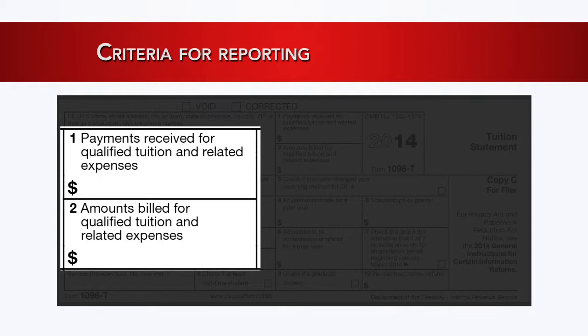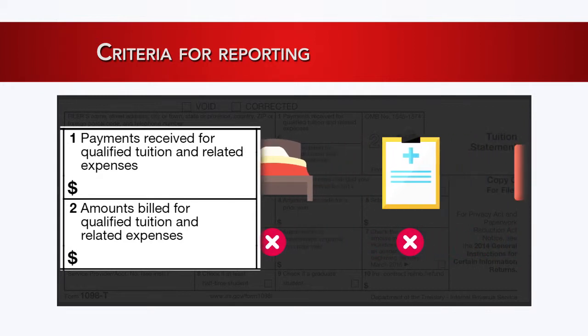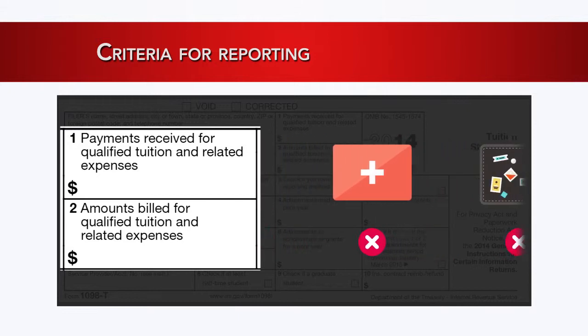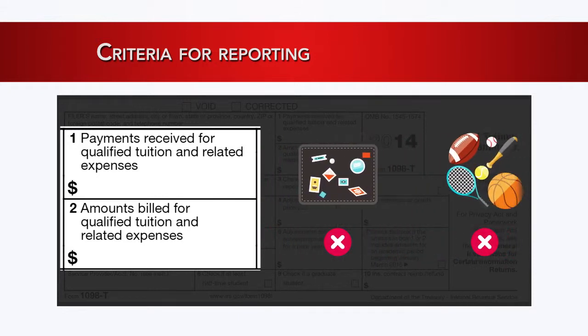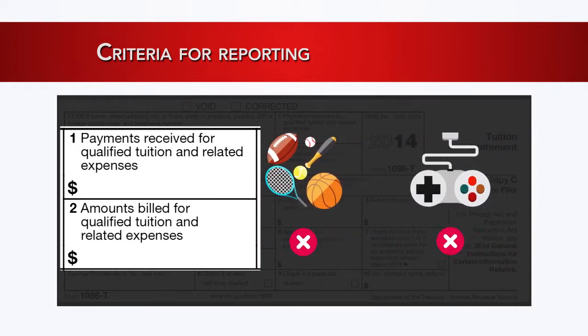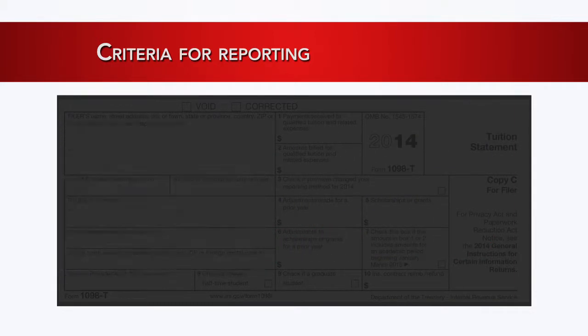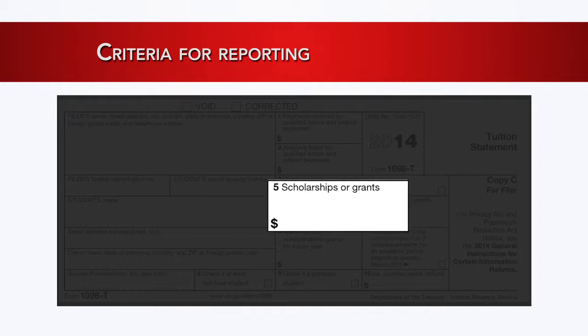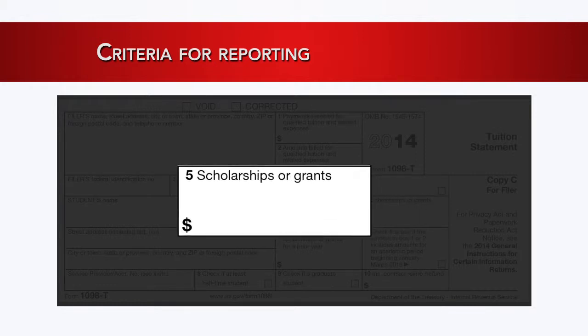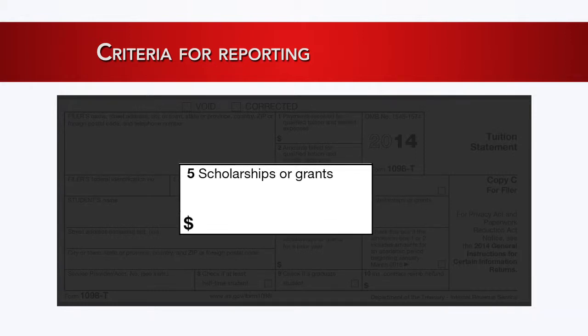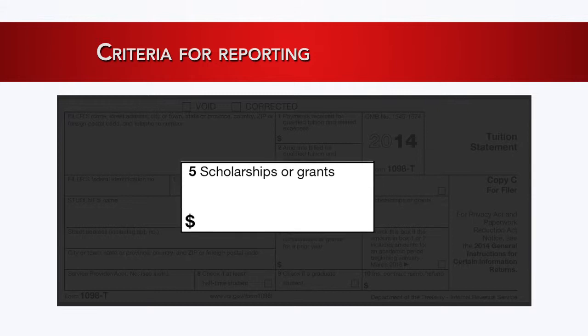The criteria for Boxes 1 and 2 does not allow for the reporting of 1. Personal expenses to include room, board, insurance, medical, travel, etc., or 2. Any expenses for sports, games, or hobbies unless these are part of a degree program. Any grant aid or scholarship received by a student for payment of costs of attendance and processed and administered by the institution needs to be reported in Box 5.